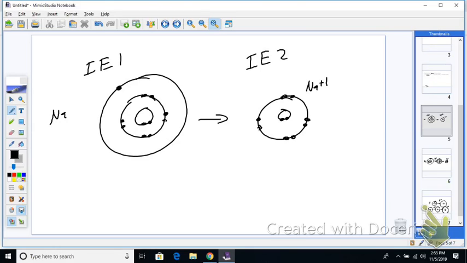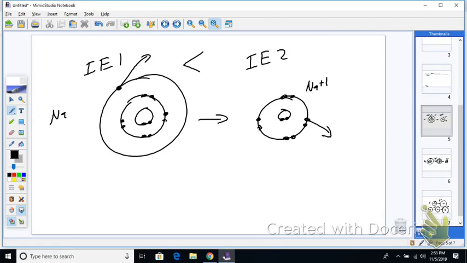Okay, so to take out this first electron, it's going to be a lower amount of energy than to take out the second electron. You guys probably know why. Okay. So to take this electron out, it requires so much energy. But to take this electron out, or any of these electrons out, then IE2 is always going to be greater than IE1.